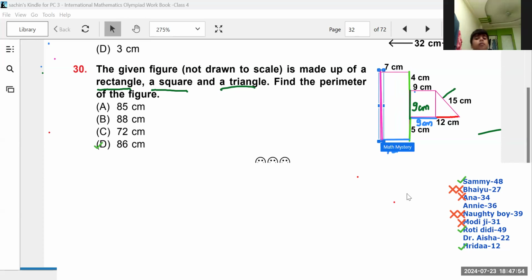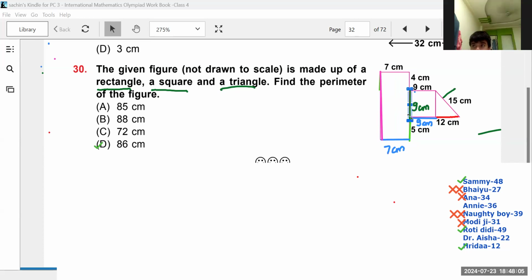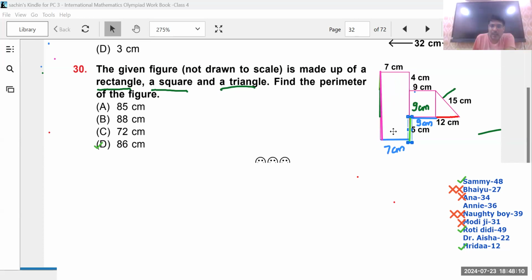Yes, sir. Why? Because if I bring this here, it will be equal to, let me try bringing it here. This 4 comes here. This 9 comes here. And then this green comes here. So this pink is equal to 4 plus 9 plus 5. So let me write it down. This is equal to 4. This is equal to 9 and this is equal to 5.